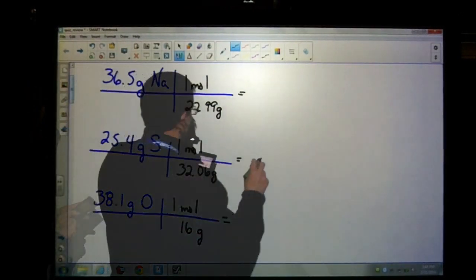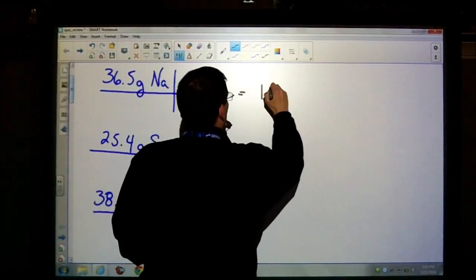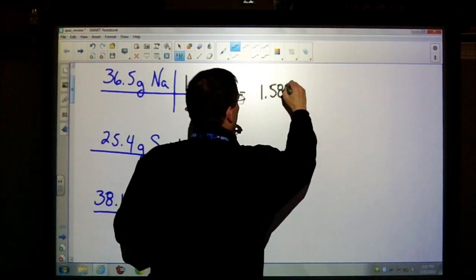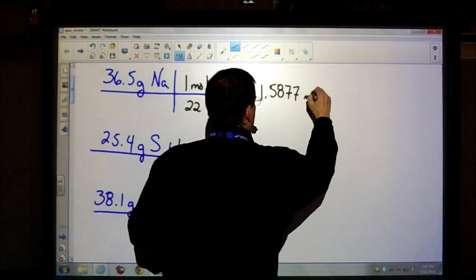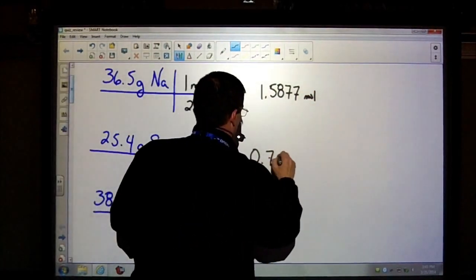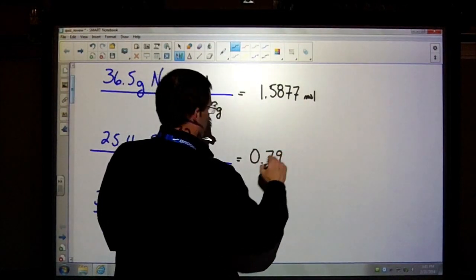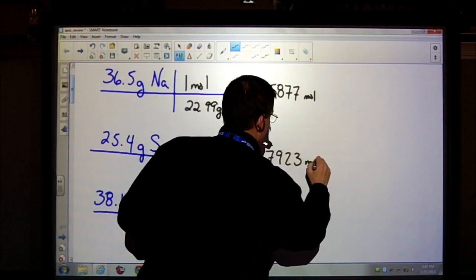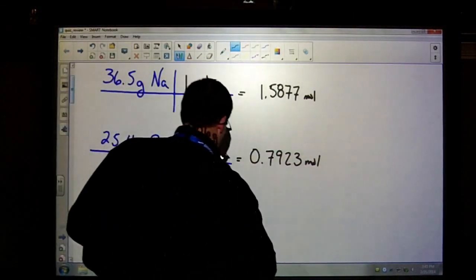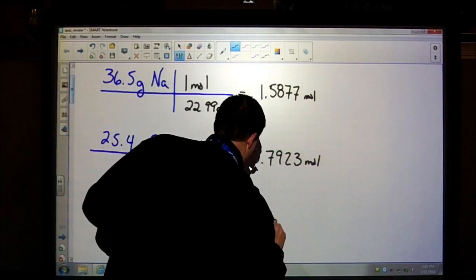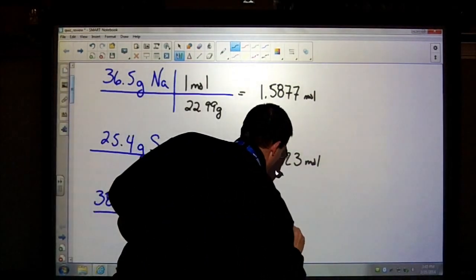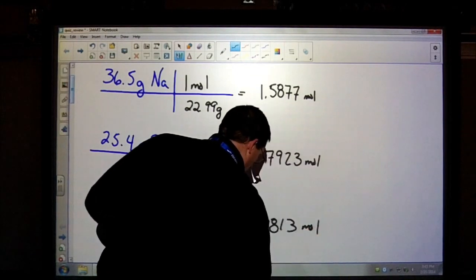For the sodium, I have 1.58, and let's not round that too much, so we'll go 77 moles. For the sulfur, I have 0.79, we'll say 23 moles. And for the oxygen, we have 2.38, we'll say 13 moles. All right, so you have your mole ratio.